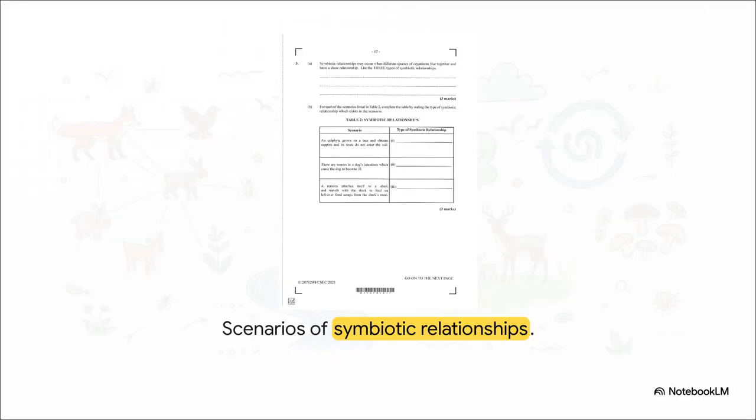That epiphyte hitching a ride on a tree branch for sunlight without stealing nutrients? Commensalism. Intestinal worms making a dog sick? Yeah, definitely parasitism. And a remora fish just casually latching onto a shark to eat its leftover food scraps without bothering the shark? Another brilliant example of commensalism.